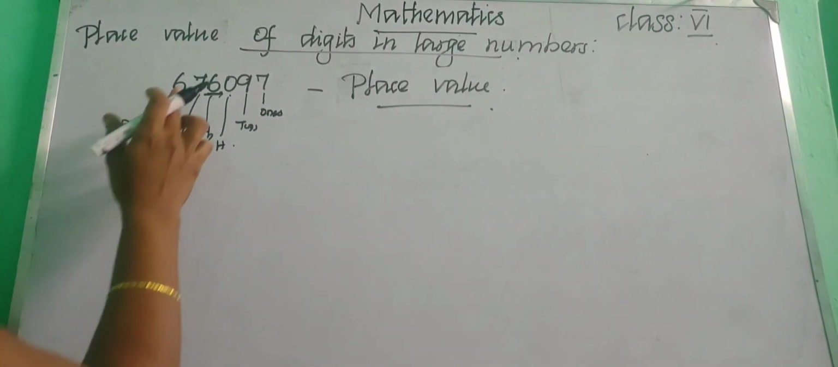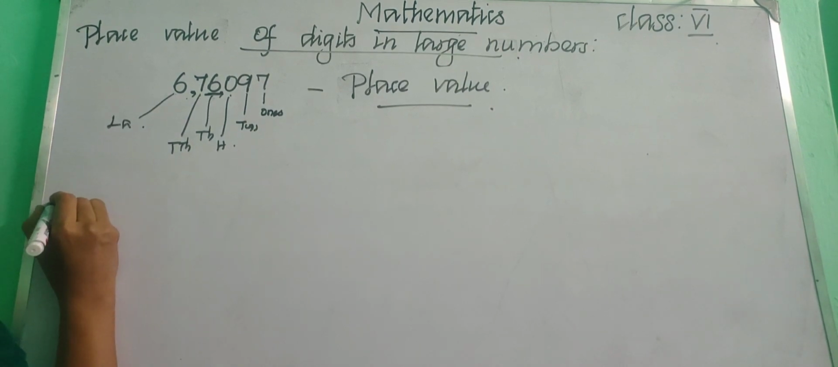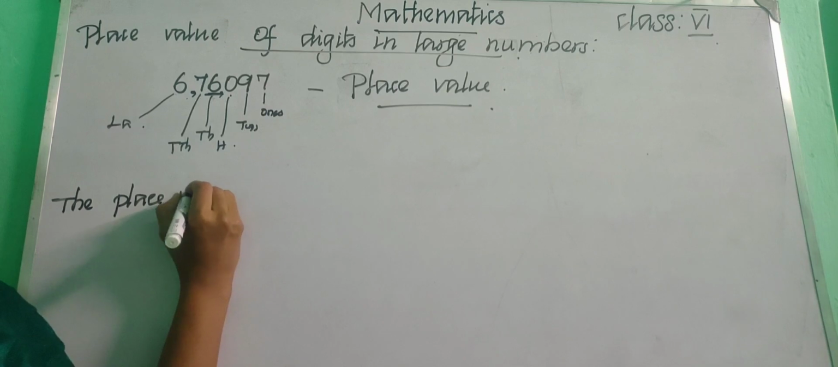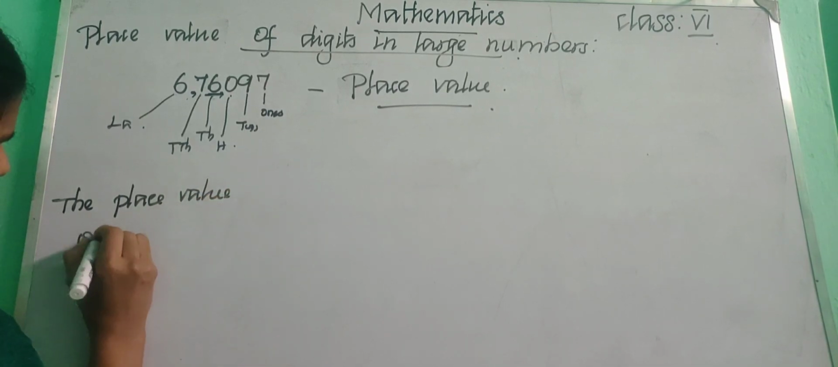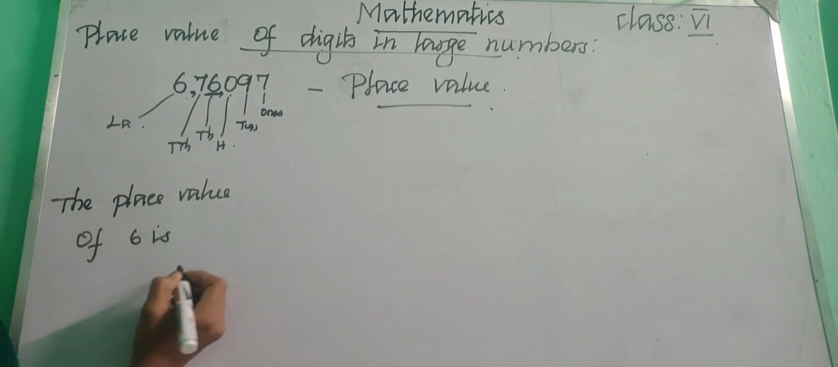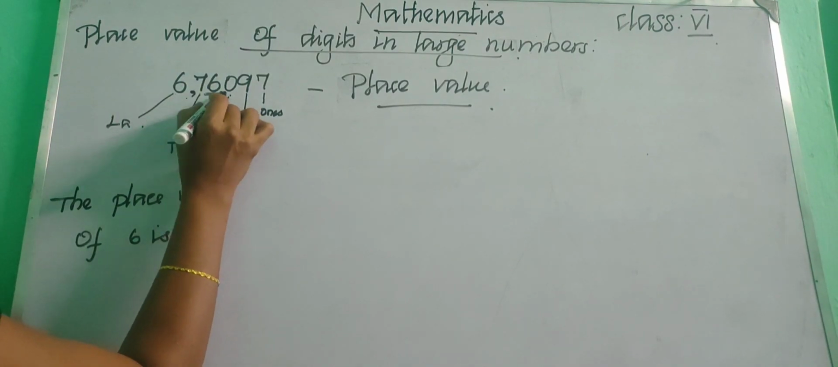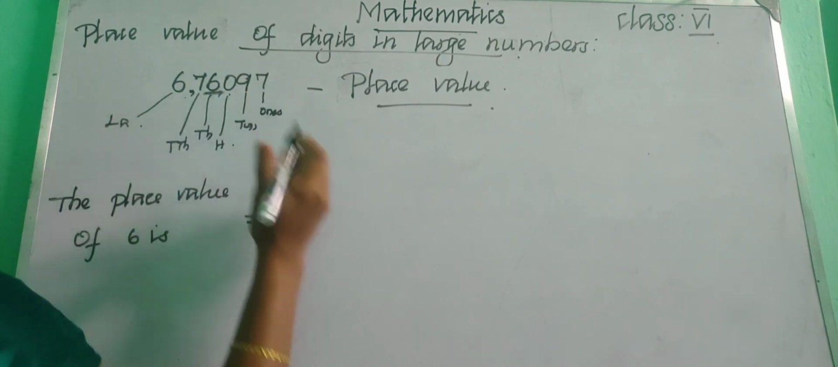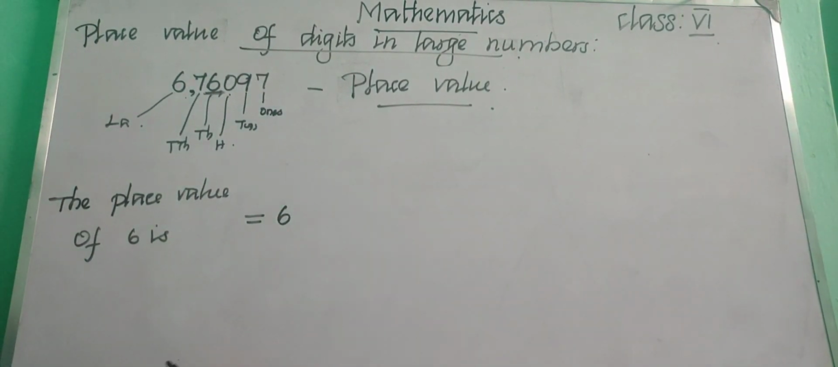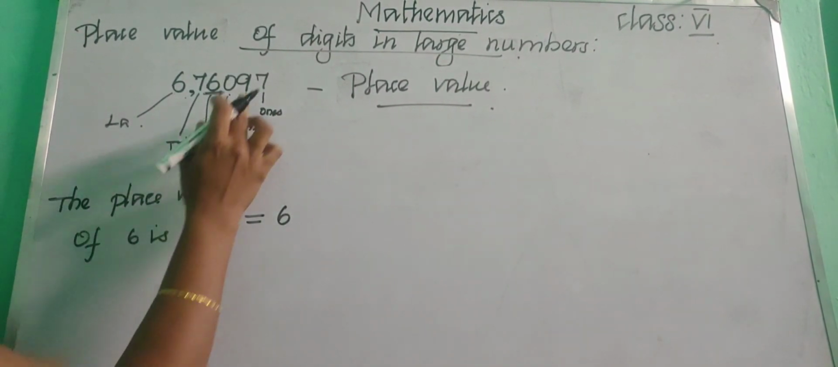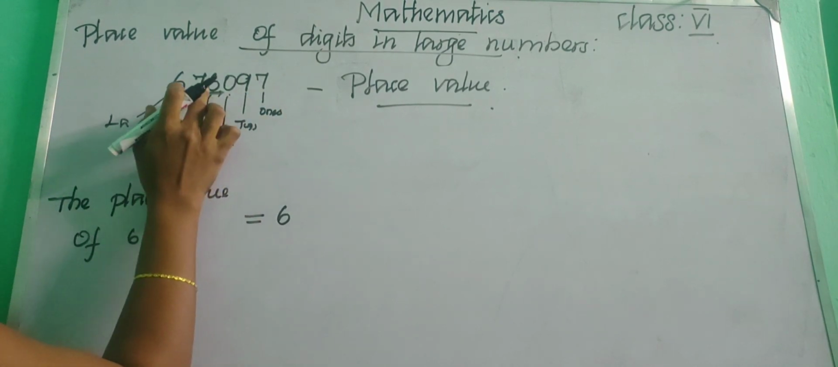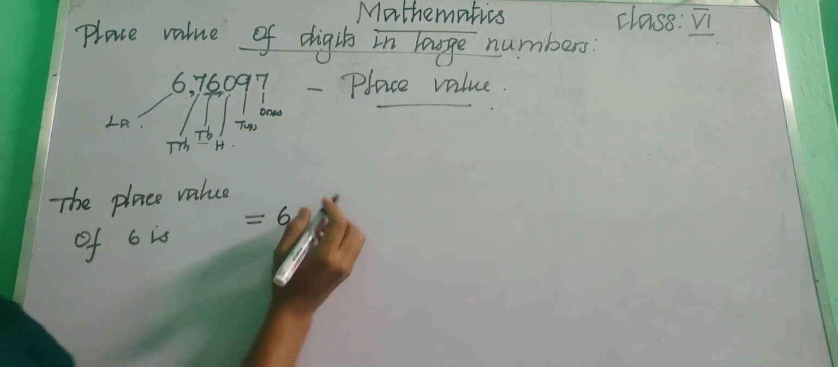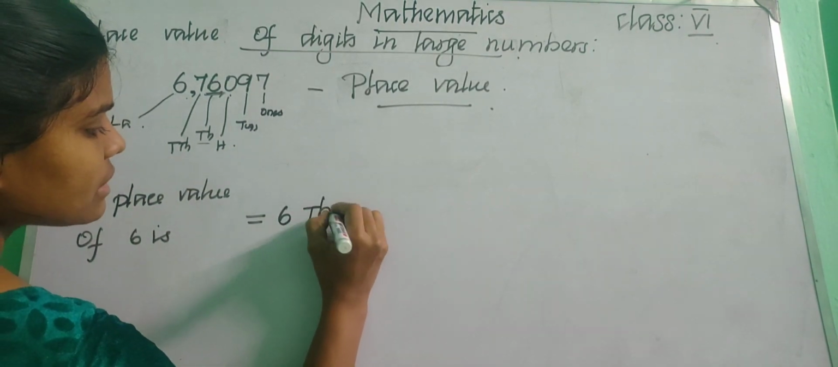So how will you find the place value of 6? First of all, we need to write the place value of 6 is. We need to put the number 6 here. So ones, tens, hundreds and thousands. What is the place of this 6? Thousands. So write 6,000s.